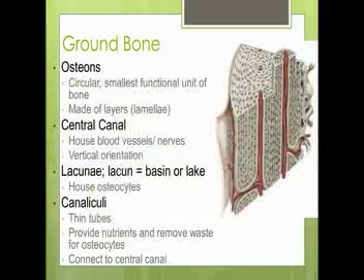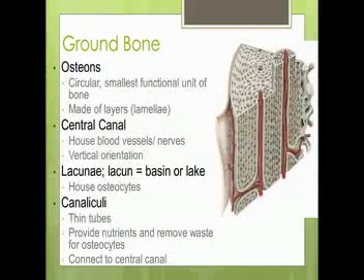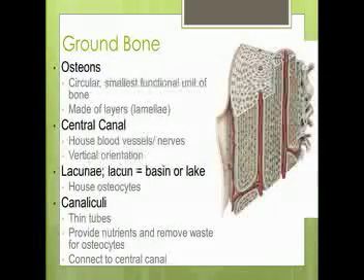Ground bone has a couple anatomical features that I'm going to need you to know. The first is going to be an osteon. Here, what they have protruding up in this cartoon image is an osteon that's been cut in half. If you look at that, that's a full osteon. The osteon is really the smallest functional unit of bone, and it's made up of layers called lamellae. Each of these little layers is a lamella.